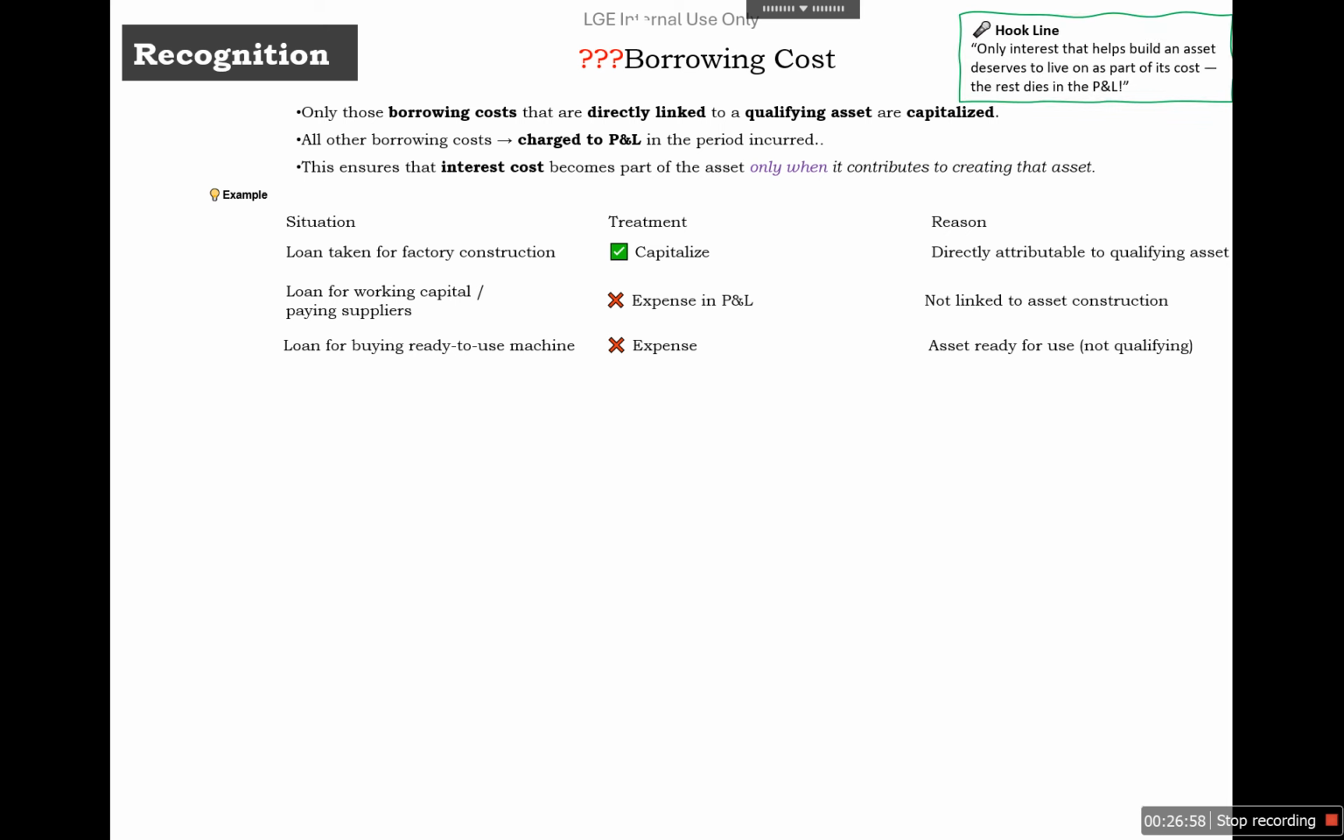So the only interest that helps build an asset deserves to live as a part of its cost. The rest dies in P&L. What is the recognition criteria in case of borrowing cost? So we need to check for two tests.